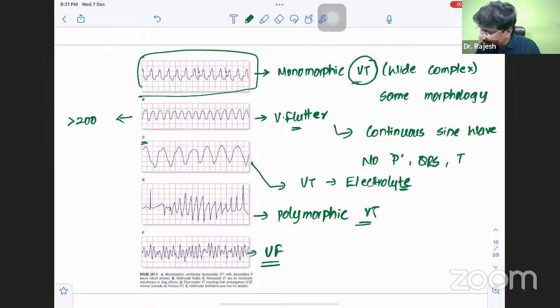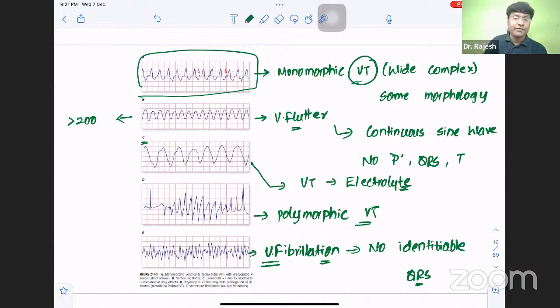And this particular ECG strip is of ventricular fibrillation. So how will you tell it is ventricular fibrillation? You don't have identifiable QRS complexes. That will be your VF, ventricular fibrillation. Then how do you treat this, your VT or VF? It all depends upon whether the individual is hemodynamically stable or unstable.